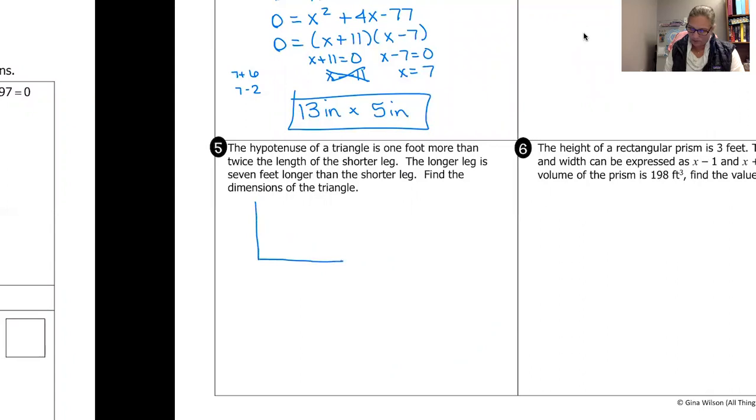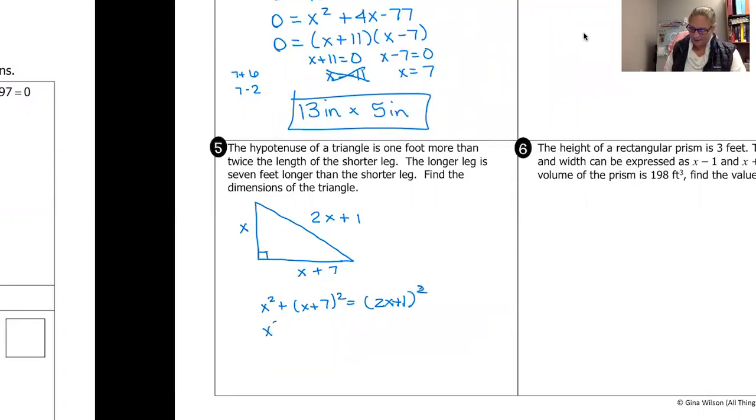So we're going to draw our triangle. We have a hypotenuse. We know we have a right triangle. The hypotenuse is 1 foot more than twice the length of the short leg, which means the short leg is x and the longer leg is 7 feet longer than the shorter leg. Pythagorean Theorem: x squared plus (x plus 7) squared is equal to (2x plus 1) squared.